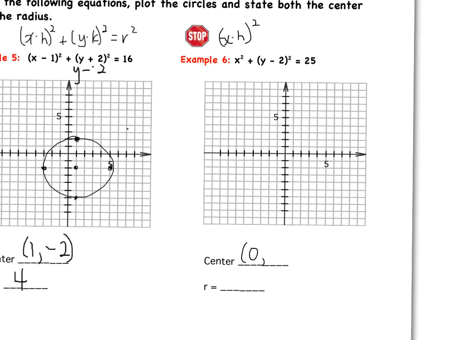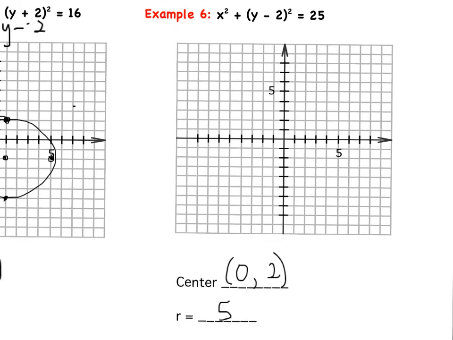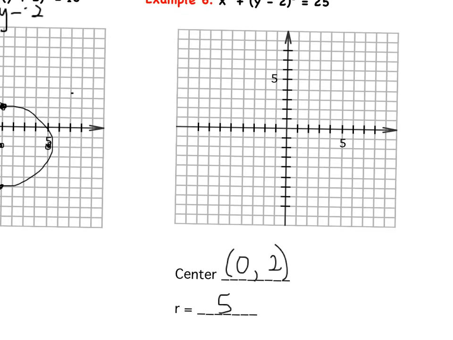And then y minus k. K matches up to be 2. And our radius is the square root of 25, which is 5. We graph our center first on our grid at 0, 2. And then in each of the directions we have a radius of 5. So here is our center and radius and our sketch of our circle.